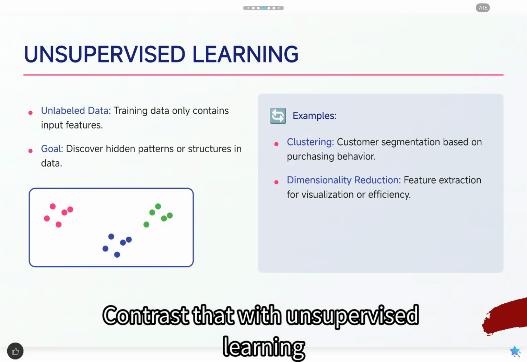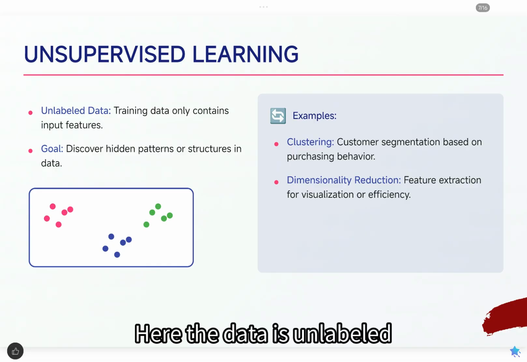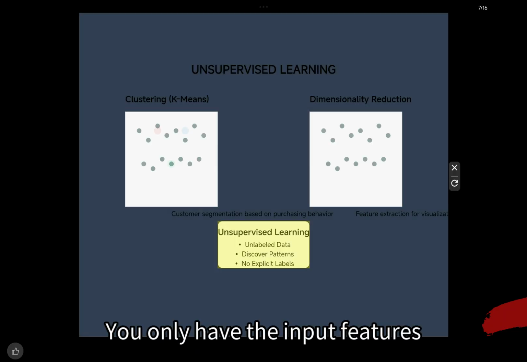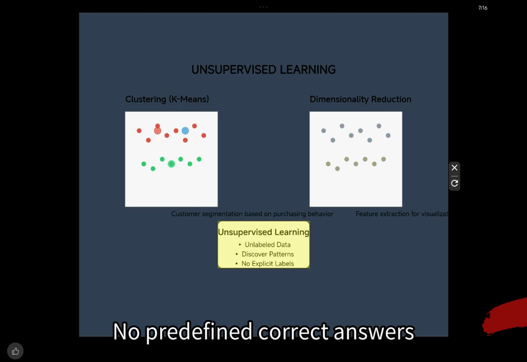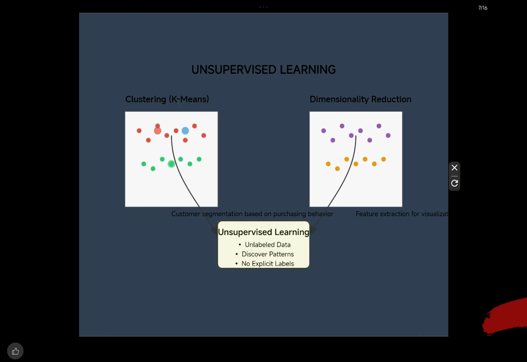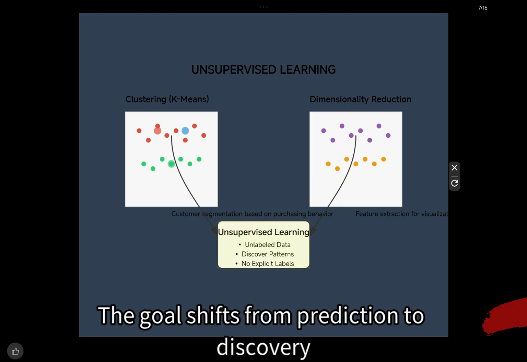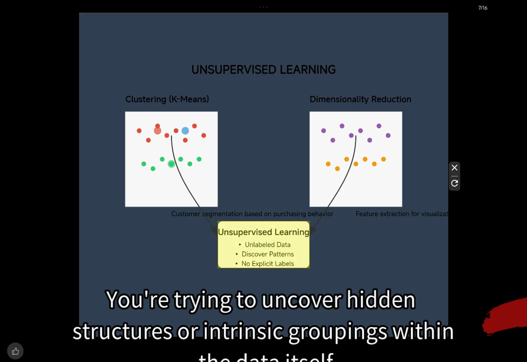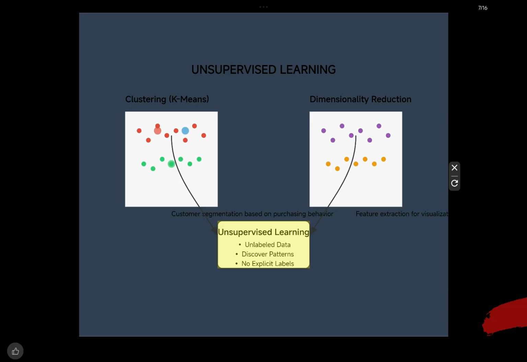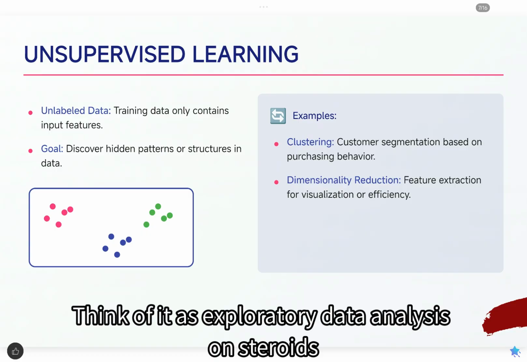Contrast that with unsupervised learning. Here, the data is unlabeled. You only have the input features, no predefined correct answers. The goal shifts from prediction to discovery. You're trying to uncover hidden structures or intrinsic groupings within the data itself. Think of it as exploratory data analysis on steroids.